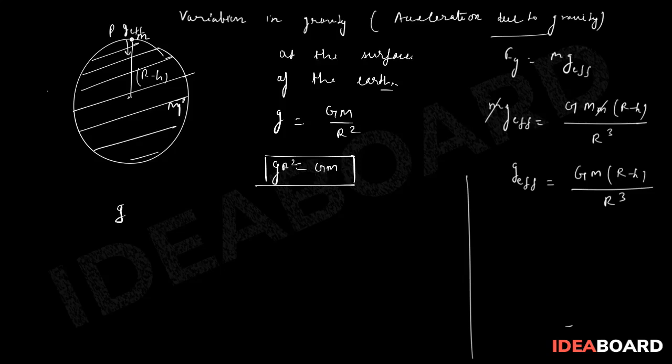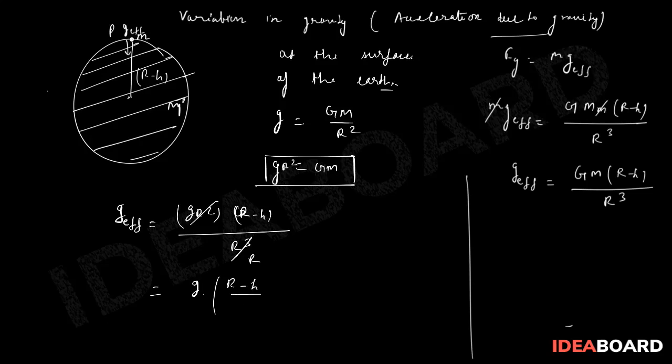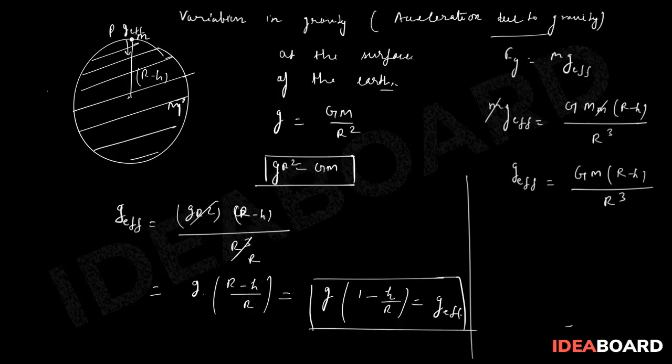Then we can write g effective is equal to g r square into (r minus h) upon r cube. This is cancelled out, so we get g into (r minus h) upon r. We obtain g times (1 minus h by r). This is the value of g effective. So this time also we are finding that if we go inside the surface of the earth, certain height h, still g is getting decreased.